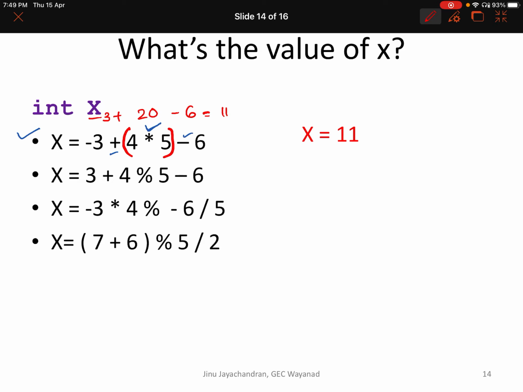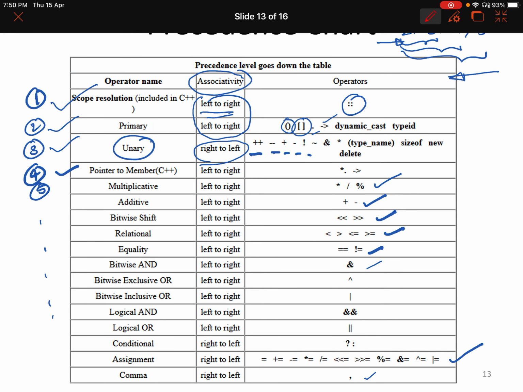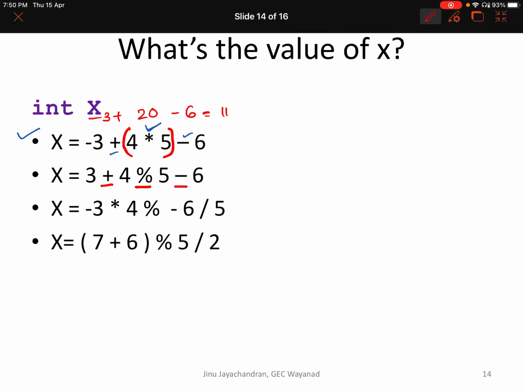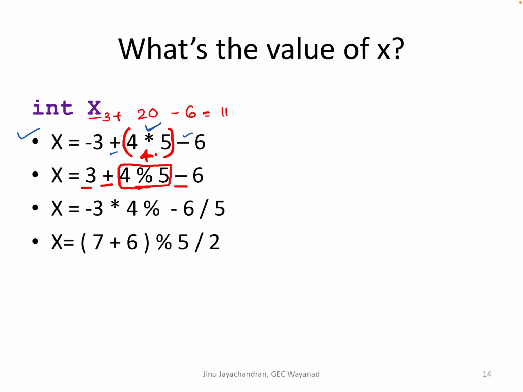Next, you have plus, percentage, minus. If you look at the precedence chart, you see that percentage has higher precedence than plus and minus. So it will first evaluate the operation of percentage. So 4 percentage 5, the remainder when 4 is divided by 5 is 4. Then it will be added with 3, which is 7, subtracted with 6, which is equal to 1. So you see that the value is 1.